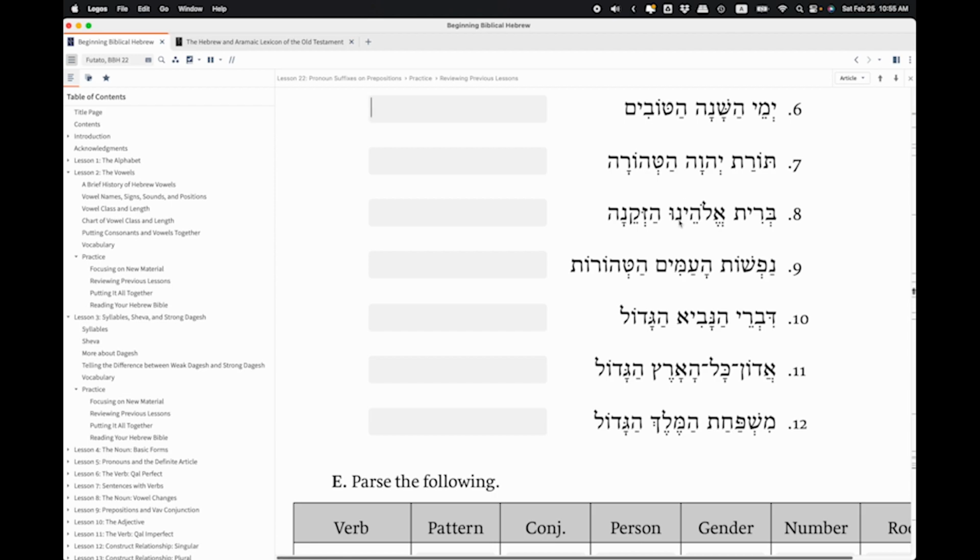We've got the Yod, Nun, Shurik ending. It's going to be our on Elohim. So altogether, this would be the old covenant of our God.